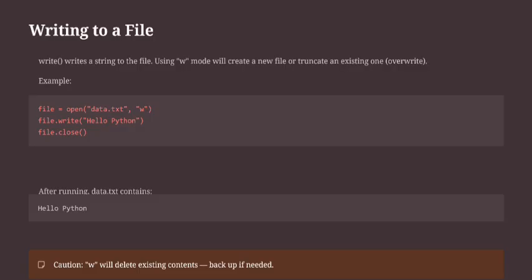So let me give you a real life example. Imagine writing on a piece of paper. If you take a new blank page, you write new information. But if you erase an old page and write again, the previous information is lost. The w mode works similarly. If you want to write this in your notebook, you guys can do.